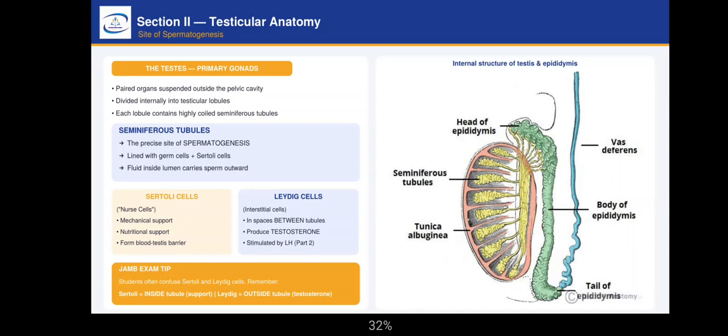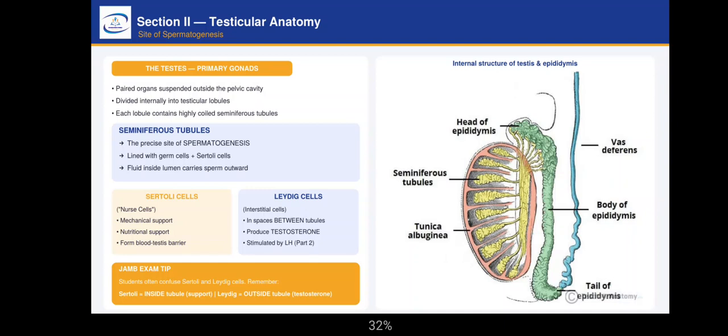All right, so there are paired testes in every normal male. Okay, every normal male has two testes, or a pair of testes that is hanging outside of the pelvic cavity. That's inside the scrotum. Okay, it is not inside the pelvic cavity, it's hanging outside, just the way the penis is also hanging outside. Okay, so it is divided internally into testicular tubules. All right, let me check if that is on the diagram. Okay, sorry, it's not on the diagram. All right, but then let's proceed. Okay, each lobule contains highly coiled seminiferous tubule.